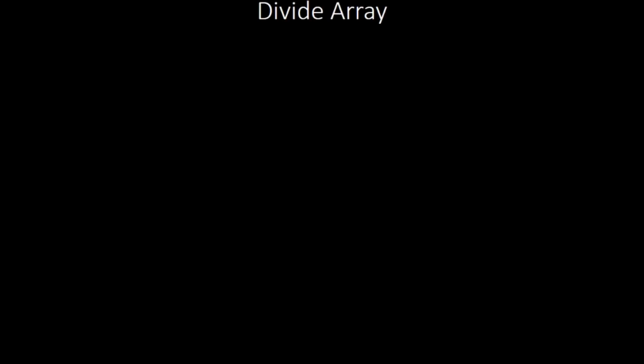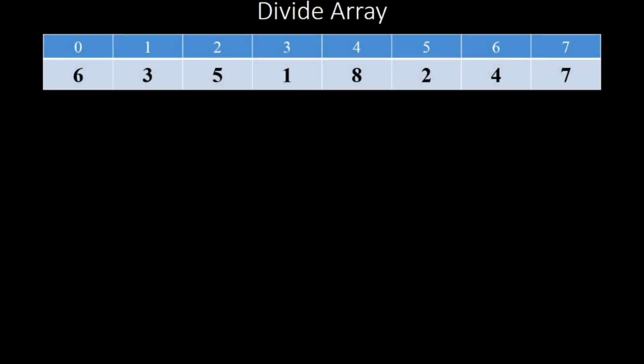So let us see in a stepwise manner how the division of an array works. We have got an array of 8 elements. Here 0 indicates the index number and 6 indicates the element.